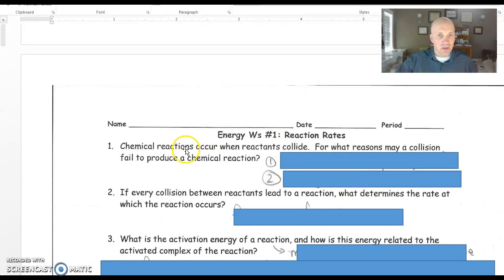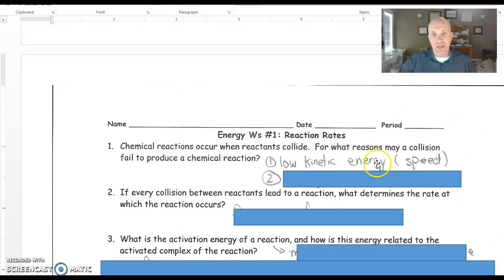Okay, so when a chemical reaction occurs, what reasons may a collision fail to produce a chemical reaction? There are two reasons for this. Remember, there are two things that are necessary. First, they have to collide with each other with enough kinetic energy. Basically, it means they have to hit each other with enough speed. The second requirement is that they have to have the right orientation.